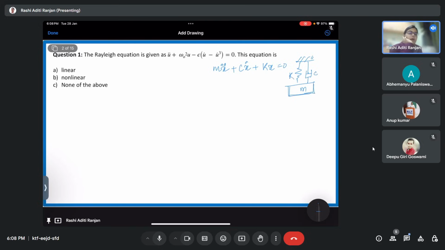So if I ask whether this equation is linear or nonlinear, yes, this is a linear equation. It is easy to solve analytically, and you must have been taught about the analytical solution of this equation in your mechanical vibration course. And if you have not been taught, maybe further as you go up with your studies, you'll get to know.